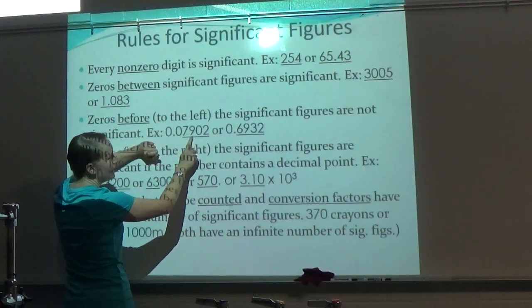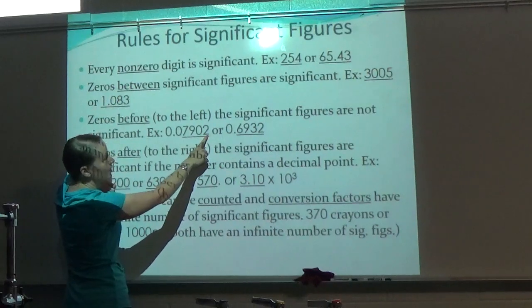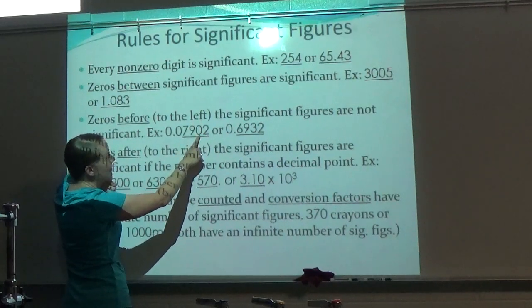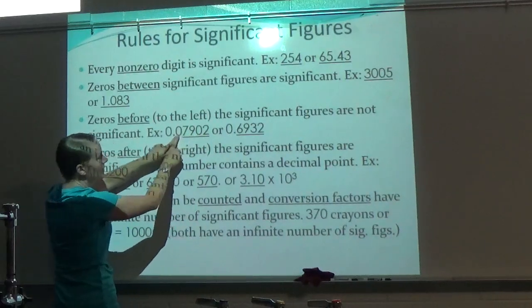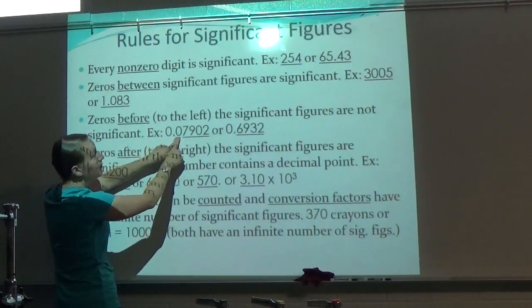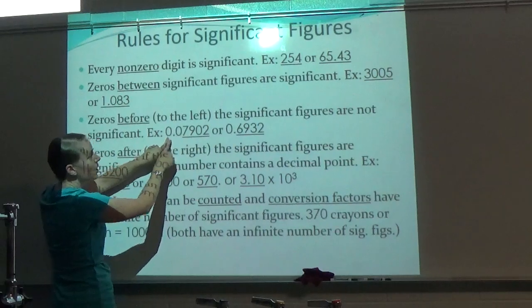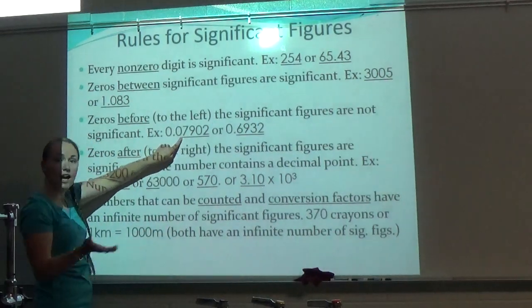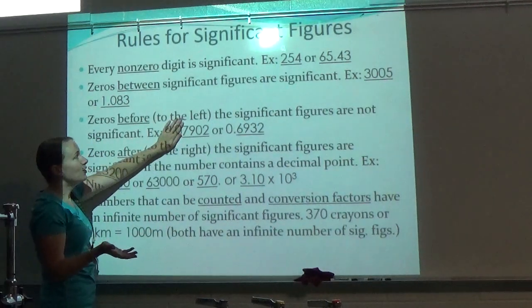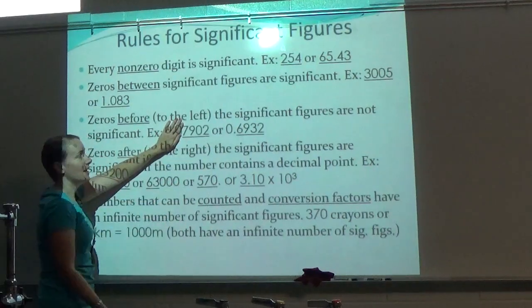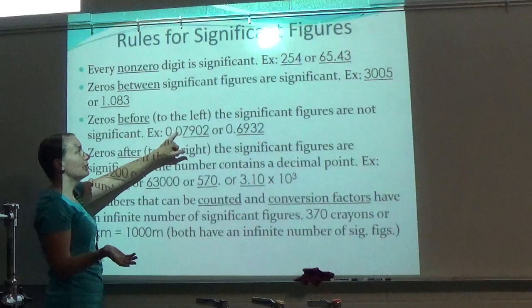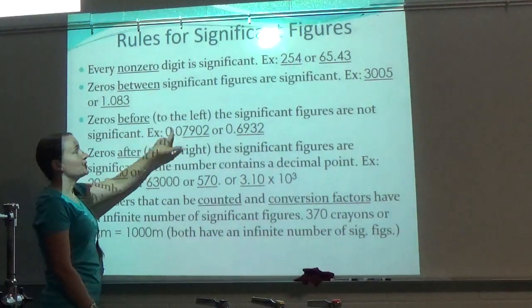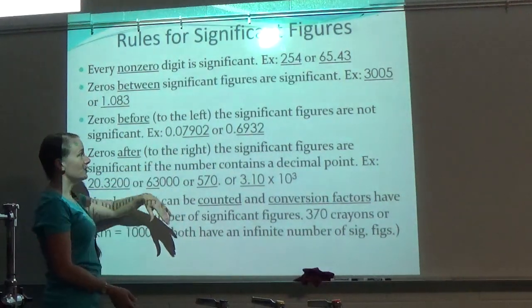All right, so if we have 0.07902, well, 7, 9, and 2 are significant because they're not zeros. This 0 is significant because of rule 2. It's in between the numbers, but these zeros before the significant figures are not significant, so I did not underline them. Again, it doesn't mean they go away and this number becomes 7,902. It just means when we do calculations in the next lesson video, we won't count them. We'll still put them in the calculator. I'll show you how to do all of that.